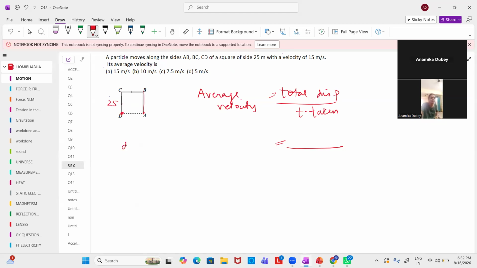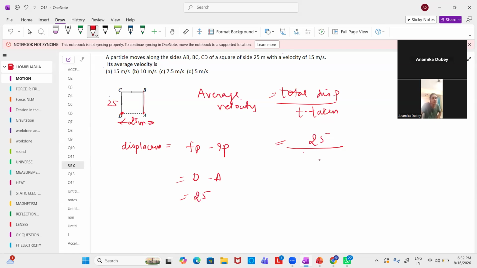So what is the displacement here? Displacement, I have told, is the shortest distance. So it is final position minus initial position. The final position was D minus A. What is the gap between D and A? It is actually the length of a square field. So I have taken total displacement 25.